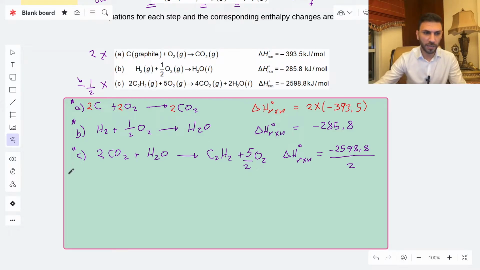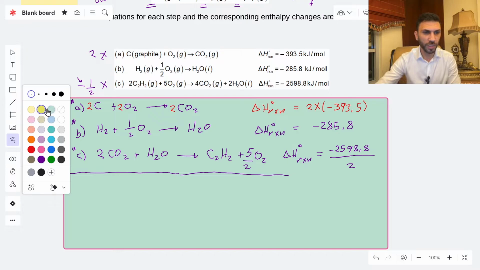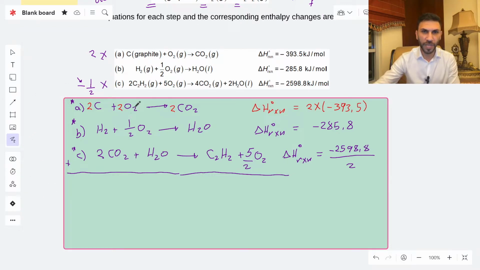Now, I need to add these three reactions in order to find the delta H for the desired reaction. So I'm going to add these three reactions. Don't forget, the product with the product, you add them. The reactant with the reactant, you add them. But the product with the reactant, you cancel them or subtract them.